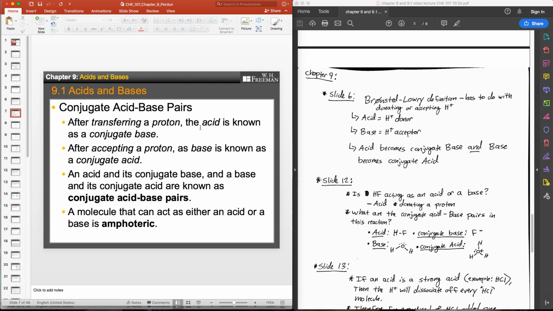And so conjugate acid-base pairs, right? So after transferring a proton, the acid is known as a conjugate base.